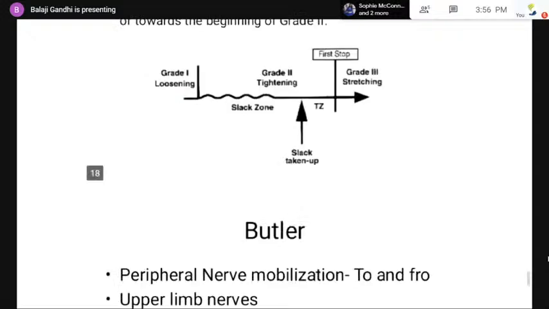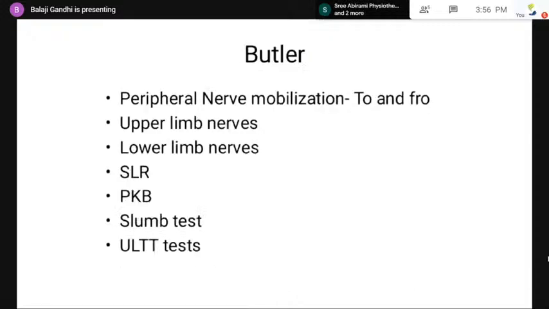We'll see the next one, David Butler. David Butler described a different way. He's not talking about the capsules or articular surface. He talked about the peripheral nerve. The peripheral nerve which passes over the joint can become tight, and so is capable of restricting the movements.